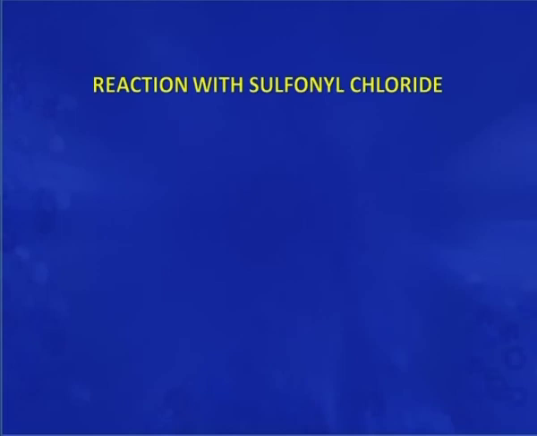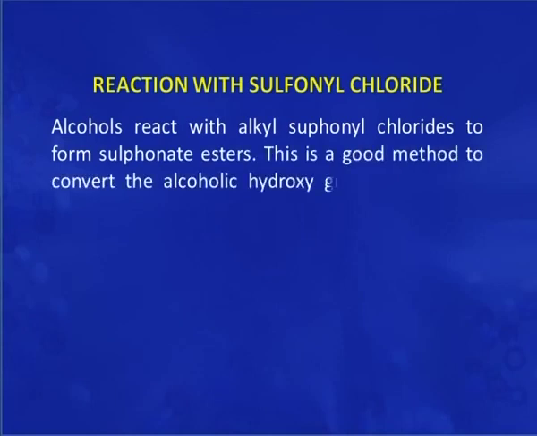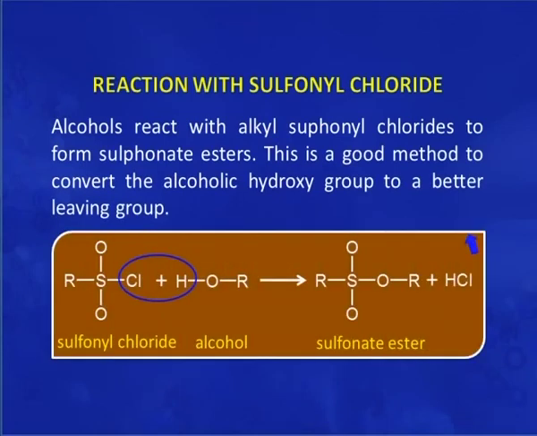The reaction of alcohol with sulfonyl chloride. Alcohols react with alkyl sulfonyl chlorides to form sulfonate esters. This is a good method to convert the alcoholic hydroxy group to a better leaving group. Actually, the hydroxy group of alcohol is quite basic in nature and is not a good leaving group. But if we convert it into alkyl sulfonate, then it becomes a good leaving group. We will discuss this property of alcohol in the reactions of alcohols.